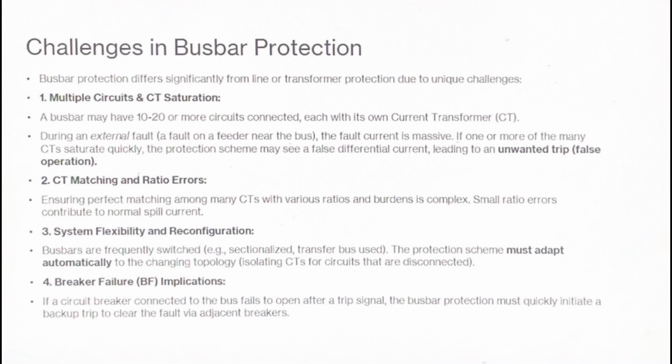Second, we have CT matching and ratio errors. Getting 15 or 20 different CTs to behave identically is nearly impossible. Small manufacturing differences create spill current, which must be managed. The third is system flexibility. Bus bars are constantly being switched and reconfigured. Sections are isolated, transfer bus bars are used. The protection schemes must adapt automatically to this changing topology, logically isolating the circuits that are disconnected.